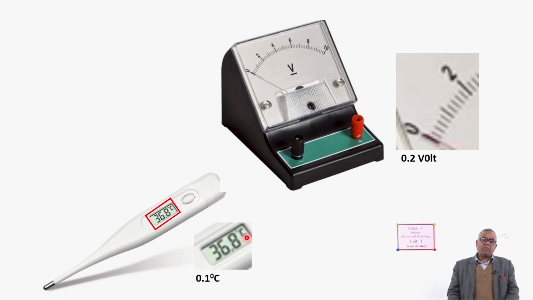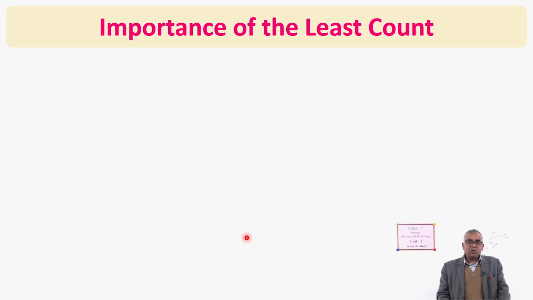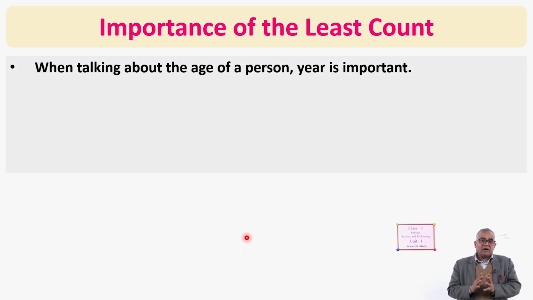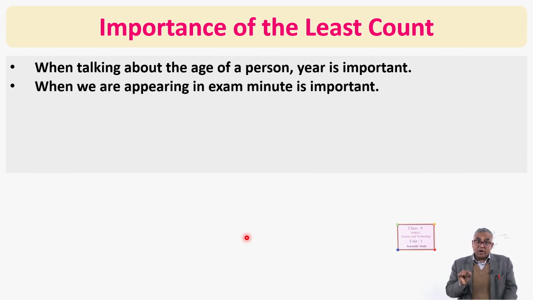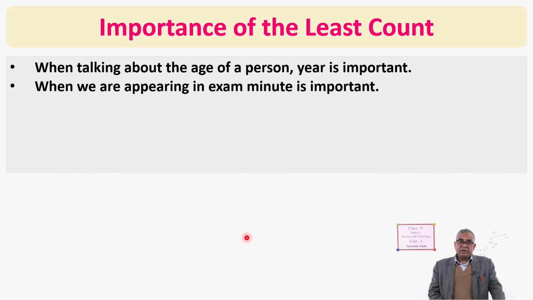So what is the importance of the least count? You can understand by some examples. When talking about the age of a person, year is important. For that, the least count will be year. We do not usually mention days, months, just year. When we are appearing in an exam, minute is important. There it is better to use seconds also. In 30 seconds, you can do something more. You can put one answer.